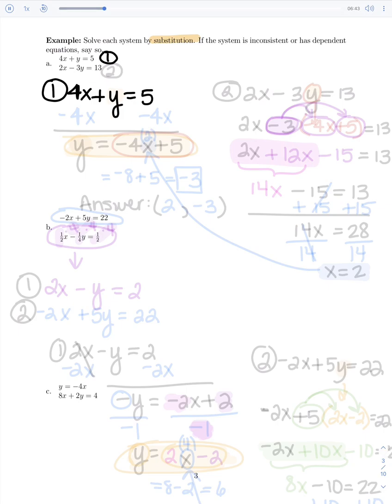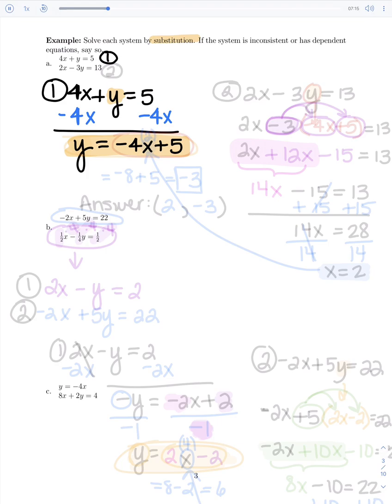What variable is easiest to get by itself? Well, the easiest would be this y, by getting rid of the 4x by subtracting 4x from both sides. What does this get me? This gets me that y is going to equal negative 4x, and that's a positive 5, so plus 5. So this will now let me replace any y's I see with this negative 4x plus 5.